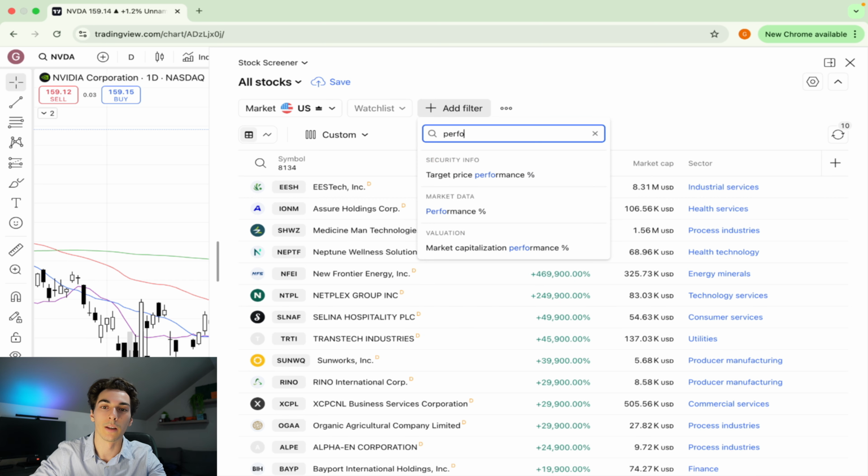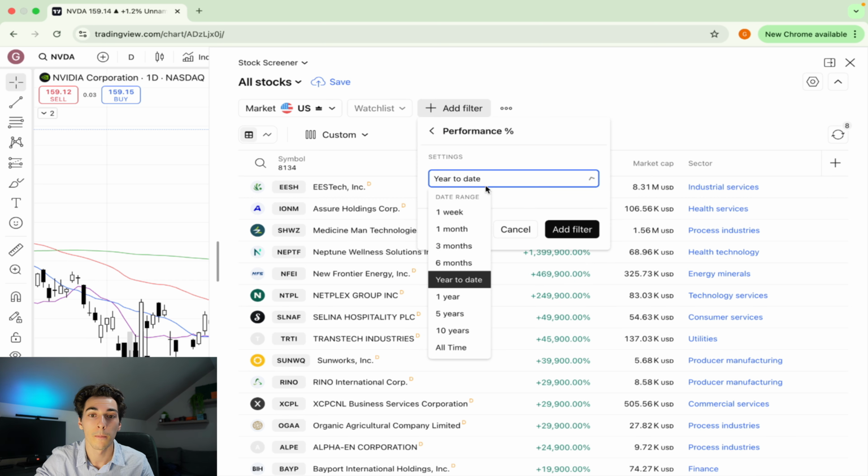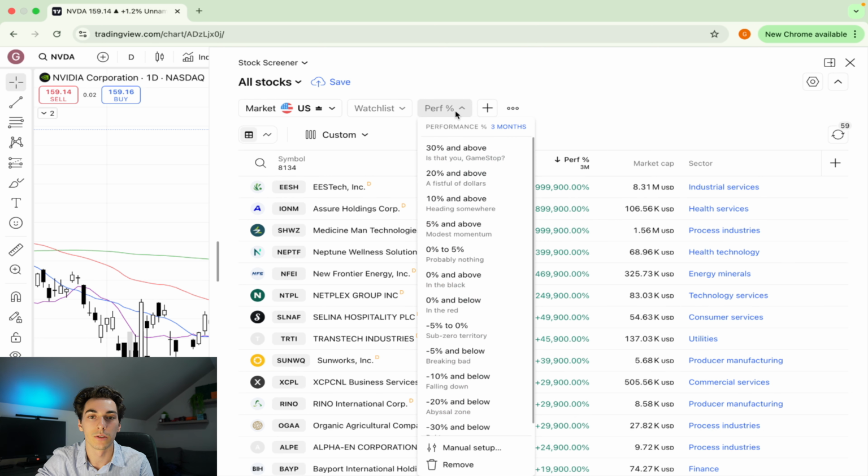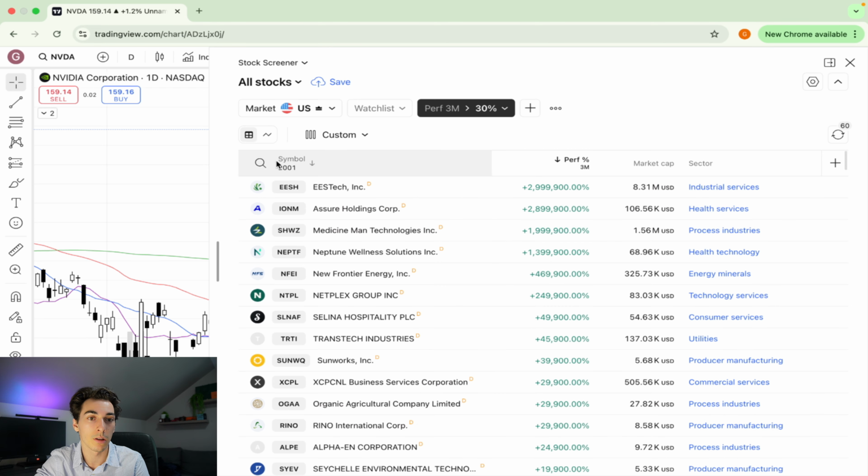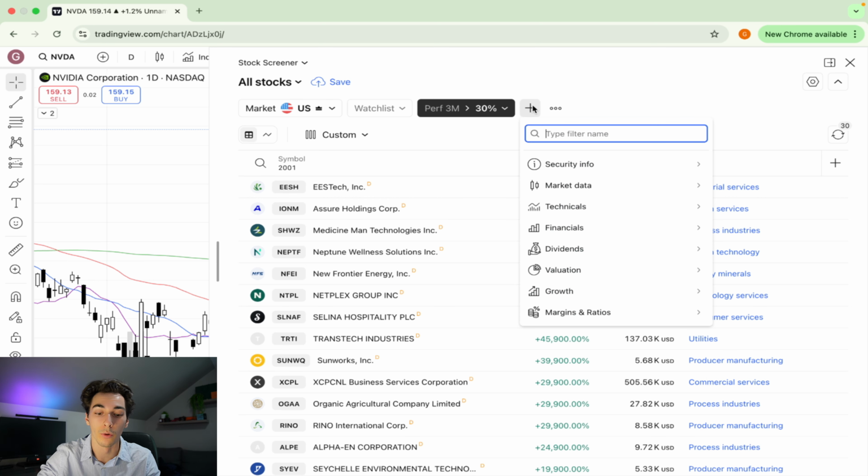First filter is performance, once again, 3-month performance. Now for this one we are going to put 30% and above, and as you can see, we have 8,000 stocks, and if we enable it, you're just down to 2,000, and this is just with one filter. So we are going to do this with a lot of other filters.